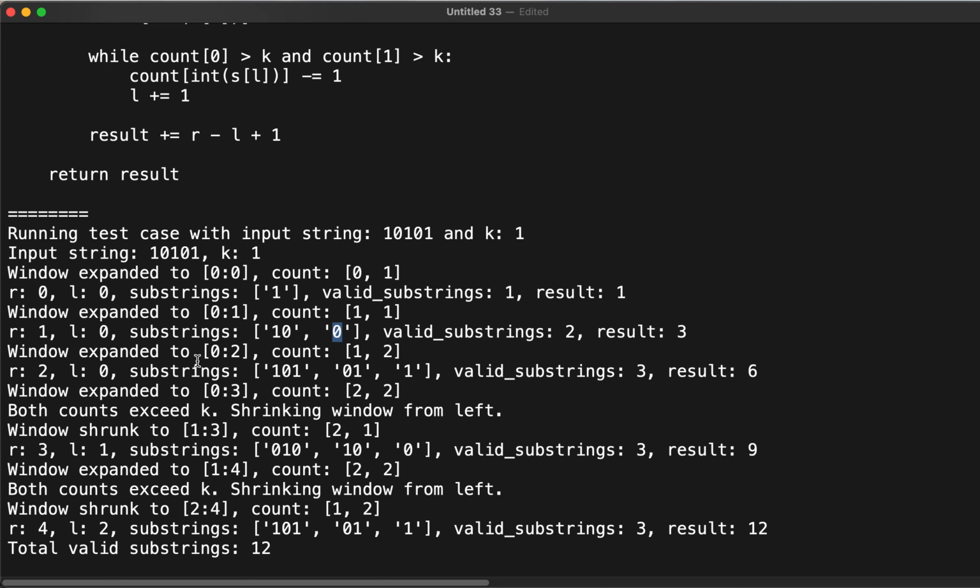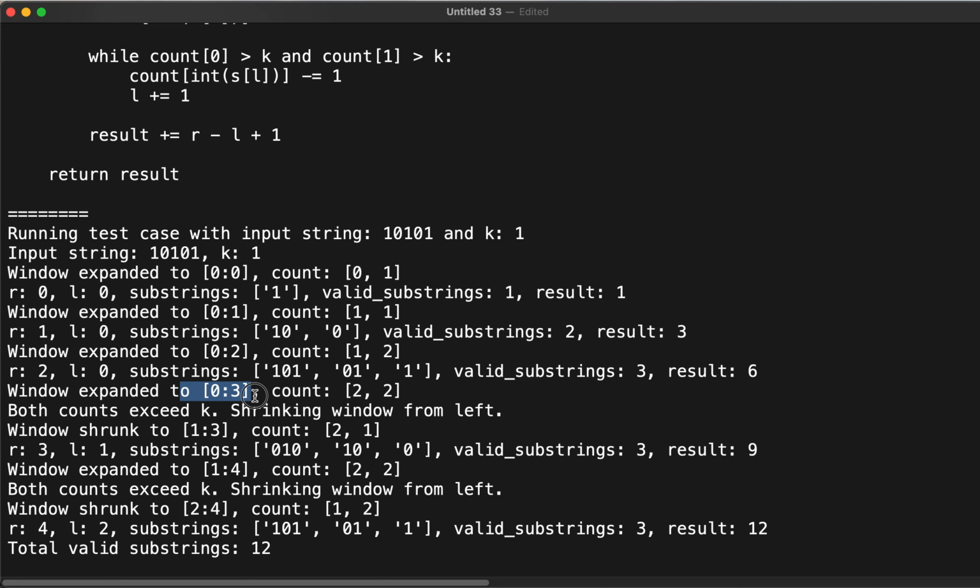Let's take a look at 0 to 2, which is similar, because you don't find any constraint violations. So you pick up R minus L. L has not moved. Only when the constraint is violated does L move. So 2 minus 0 plus 1 is 3, and the three substrings captured in this iteration are 101, 01, and 1. So the total result at this point is 6.